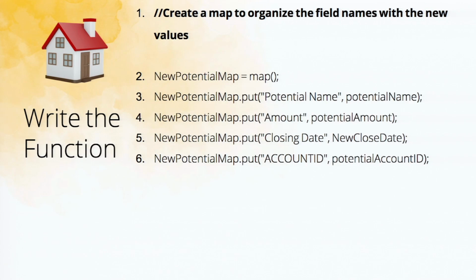Next step is we have to create a map to organize the field names with the new values. So what is a map? So a map is basically a grouping of, in this case, field names and field values, right? So the field name is potential name, and the field value is the value that we pulled from the existing potential, right? So we're matching the amount field name with the amount from the potential. What we're doing here, we're just creating kind of like a set of field names and field values.